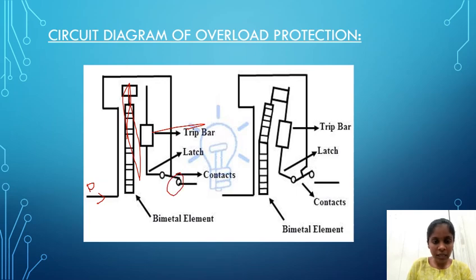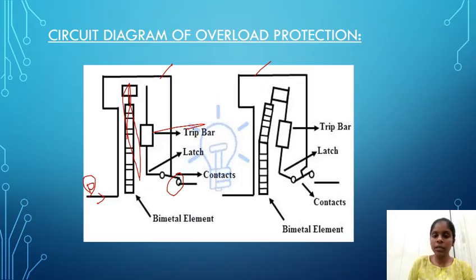The first picture is the normal condition, and this is the abnormal condition. Abnormal condition means there is an overflow of current. In normal condition, the current flows from the phase to the bimetallic strip and to the contact, I mean to the load finally. In normal condition the circuit is safe.